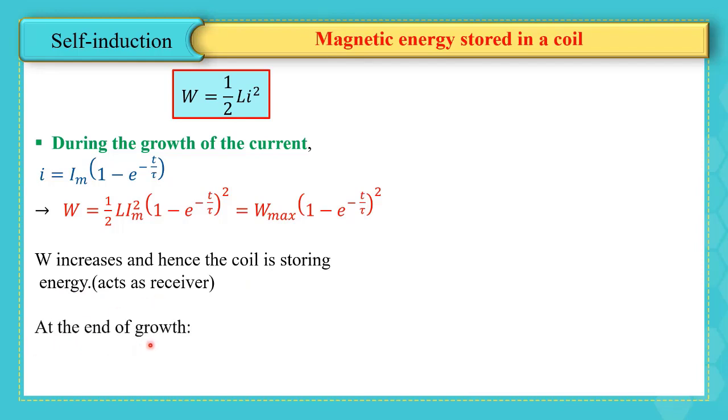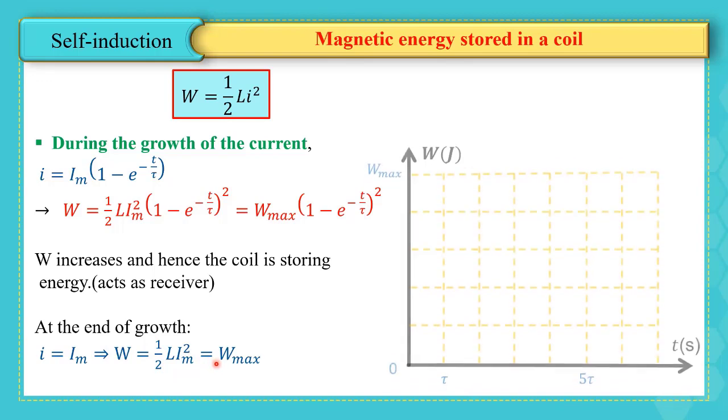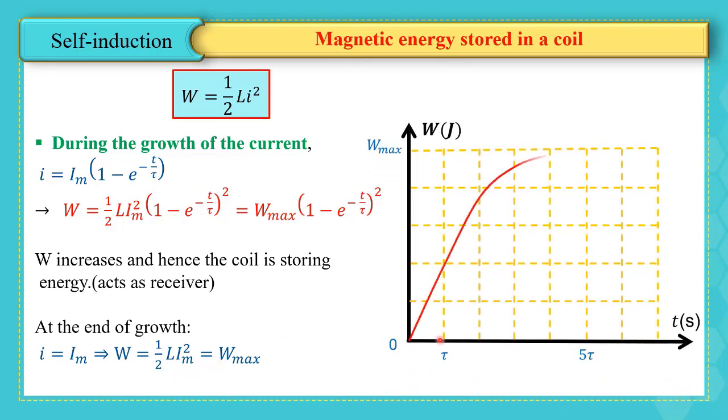Now, at the end of growth, i will be equal to I_max, and so energy will be equal to ½L I_max², which is W_max. As we see in this figure, W starts from 0, it increases as i increases, and at the end, the value of energy will reach a maximum value called W_max, which is equal to ½L I_max².